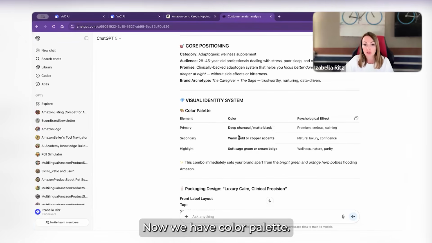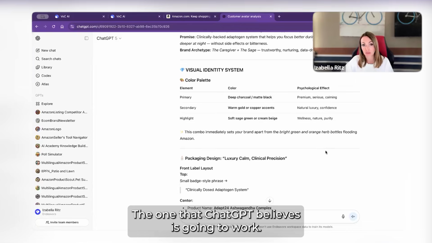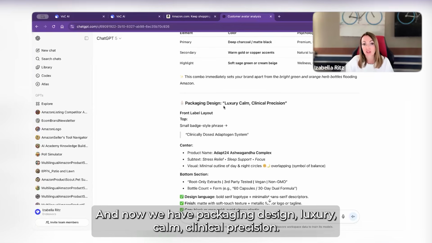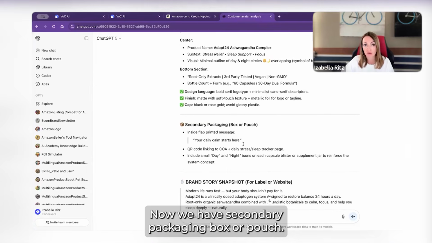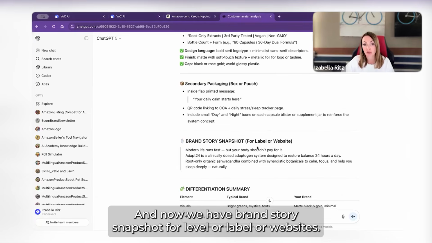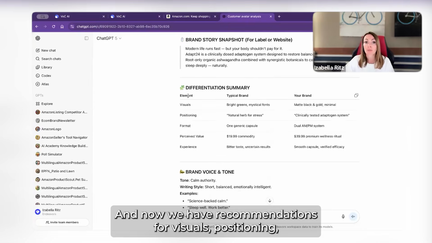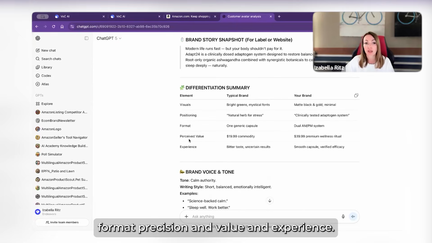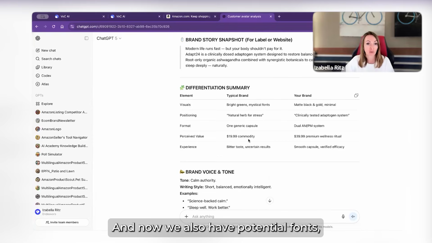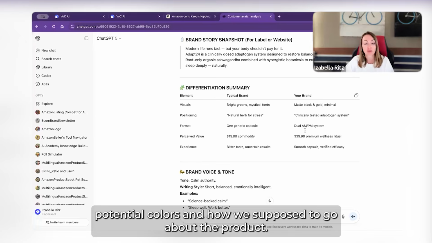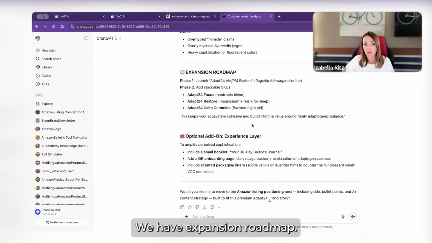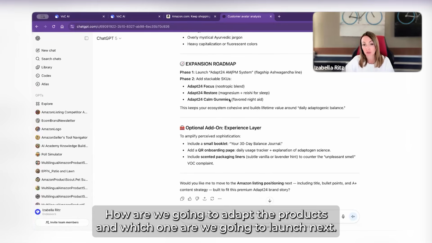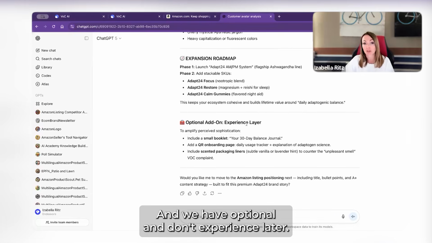Now we have the color palette, the one that ChatGPT believes is going to work. And now we have packaging design, luxury, calm, clinical precision. Now we have secondary packaging, box or pouch. And now we have a brand story snapshot for label or website. And now we have recommendations for visuals, positioning, format, perceived value, and experience. And now we also have potential fonts, potential colors, and how we're supposed to go about the product, brand voice and tone. We have an expansion roadmap, how we're going to adapt the products and which one we're going to launch next. And we have an optional add-on experience layer.